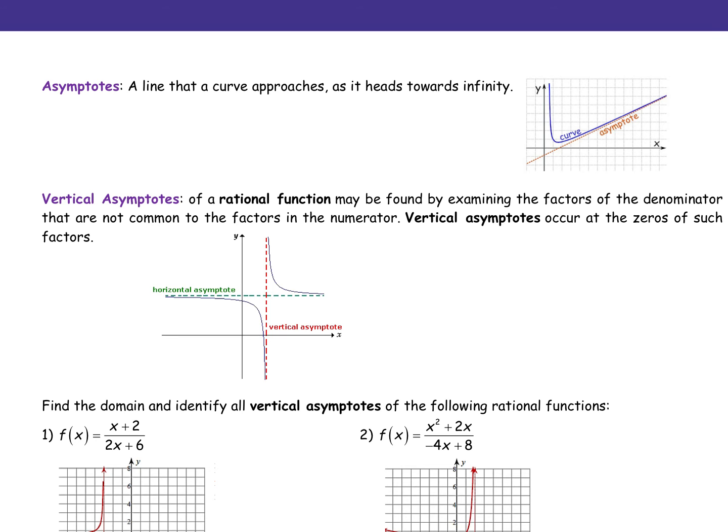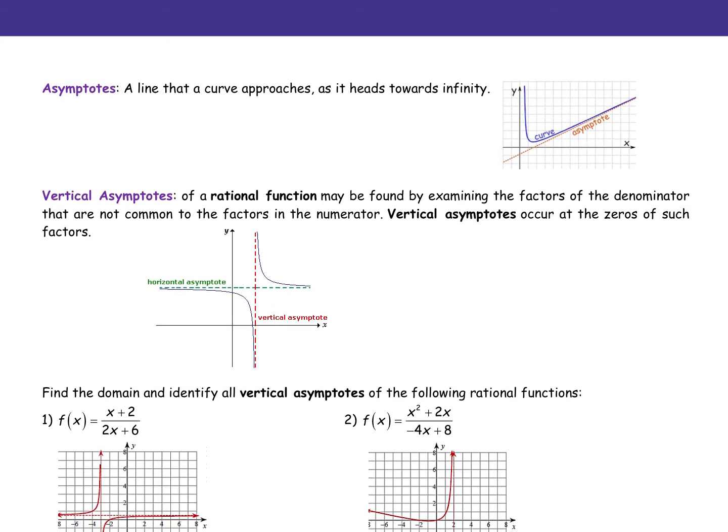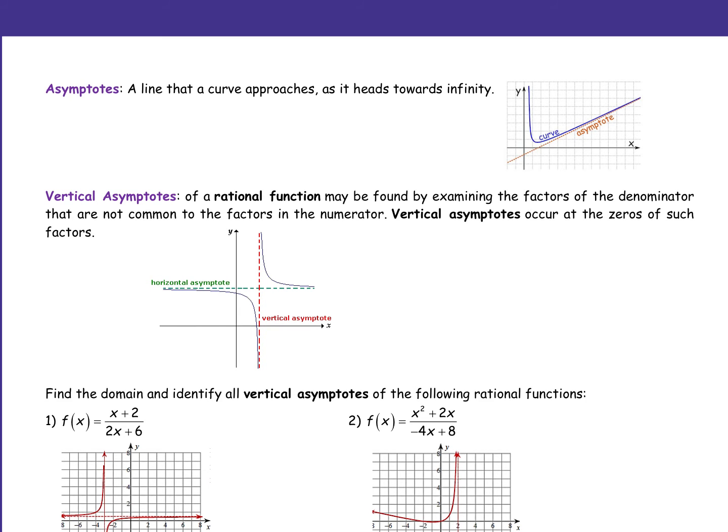So vertical asymptotes of a rational function may be found by examining the factors of a denominator that are not common to the factors in the numerator. Vertical asymptotes occur at the zeros of such factors. So really quick, they are found by examining the factors of the denominator that are not common to the factors in the numerator. So that means I need to take my function and sometimes simplify my function before I find the vertical asymptotes, okay?